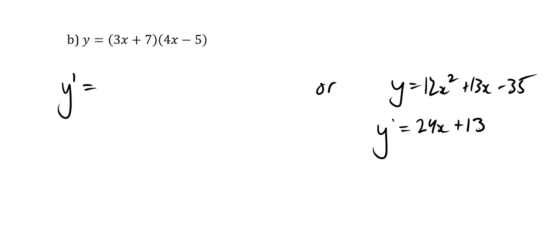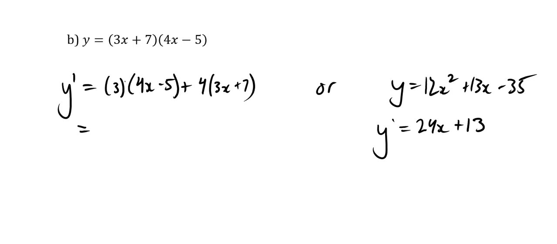So if this is my P and this is my Q, I take the derivative of the first part. What's the derivative of the first part? Mary Lou, what'd you get? That's the derivative of the first part? 3. Very nice. Times the whole second part. Plus the derivative of the second part, which is 4, times the first part.